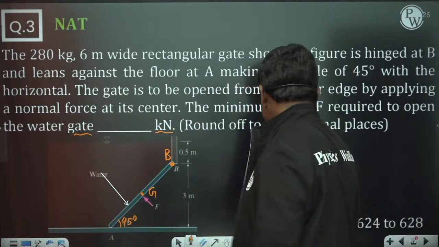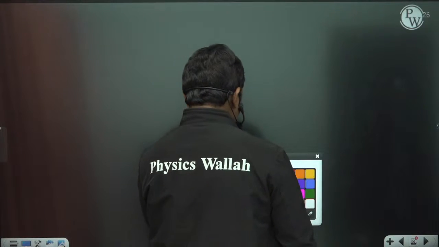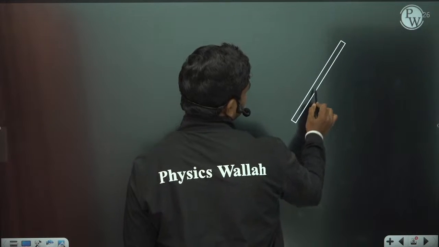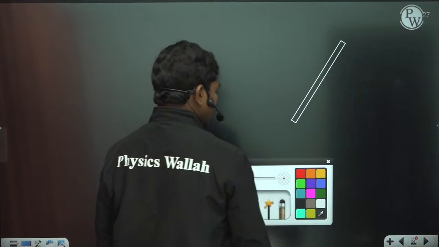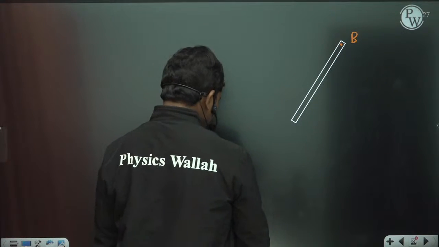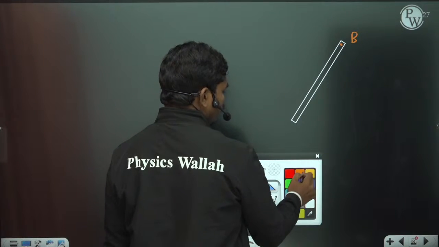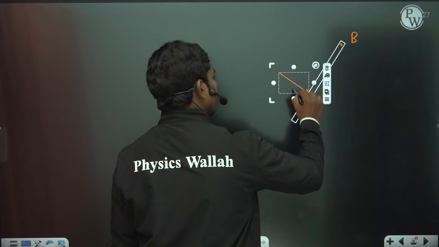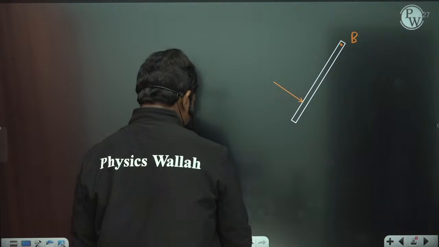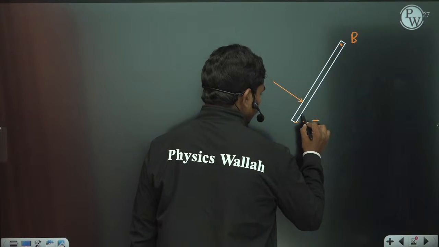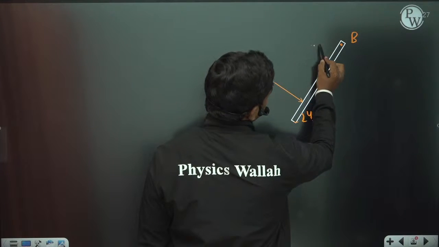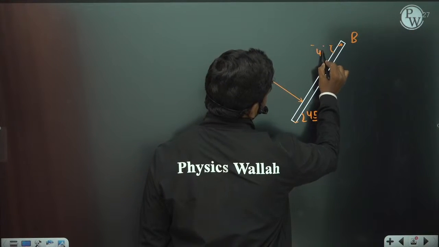Let us try to convert that. First of all, you have a gate like this. Now let us calculate what forces are acting on this gate. If this is the hinge B on this gate, let us suppose the hydrostatic force F is acting normal to the plate. If this angle is theta, for example, it is 45 degrees, as given. So this angle with the horizontal is also 45 degrees.